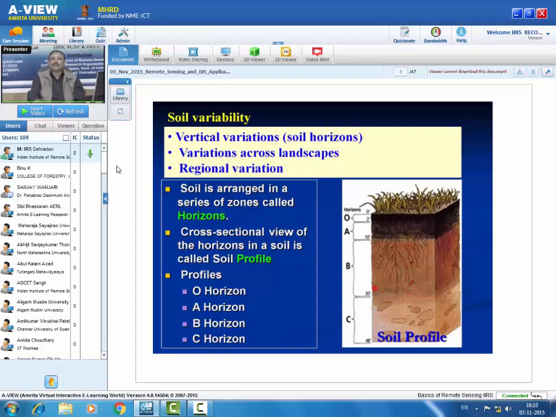And then another variation is known as horizontal variation, which is lateral. But here we describe the soil up to 2.5 or 2 meter depth, which is near to the C horizon.